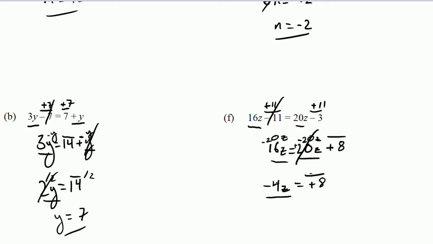So finally, we have negative 4 times z equals plus 8. So if we have a times here, we want to do the opposite. We want to divide. So we divide by negative 4 on both sides. So that gets cancelled, and we're left with z equals, well, a positive and a negative should give us a negative. And 8 divided by negative 4 is 2. So z equals negative 2 is our answer. Let's keep going.